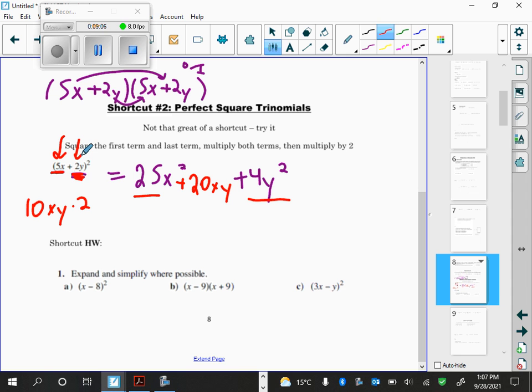All right, let's try this one now using the shortcut. Square the first term, square the second term, including the sign, and then multiply the terms together and multiply by 2.